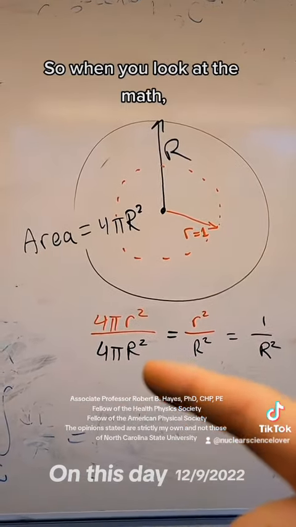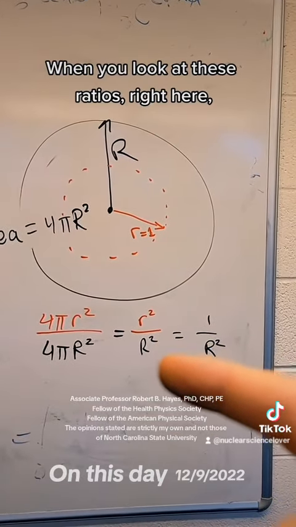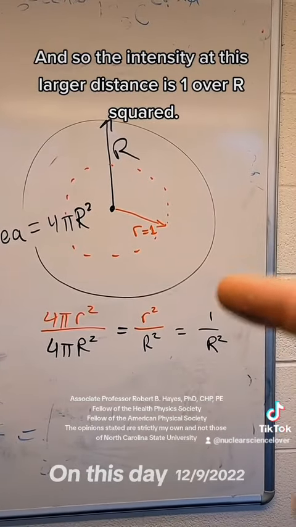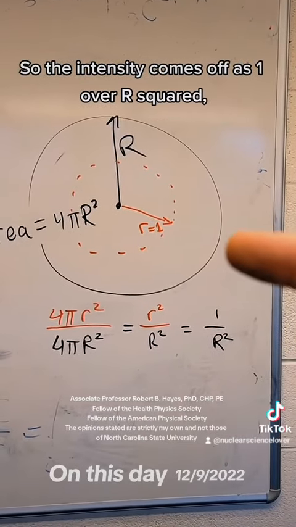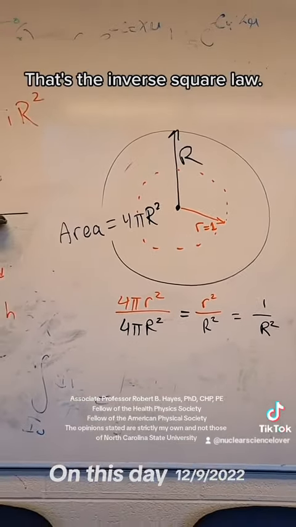So when you look at the math, the ratio is really quite simple. The 4 pi's cancel. When you look at these ratios right here, remember the little r is 1, and so the intensity at this larger distance is 1 over R squared. So the intensity comes off as 1 over r squared as you go out some distance. That's the inverse square law.